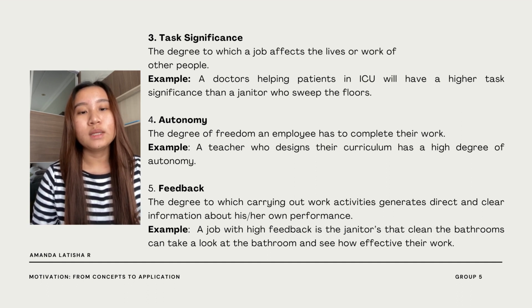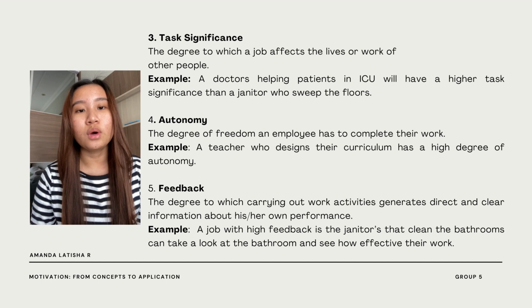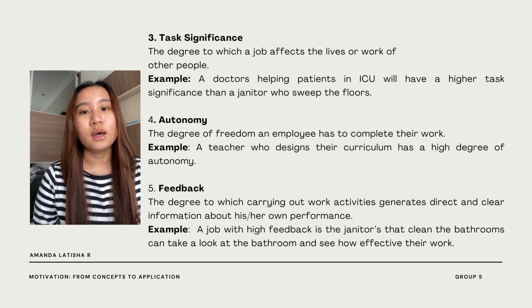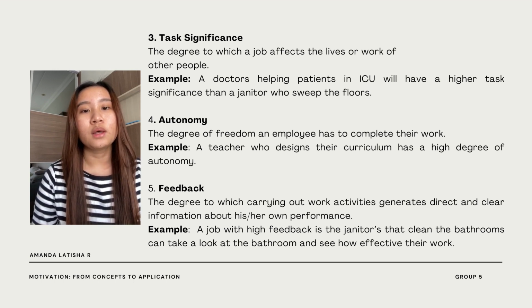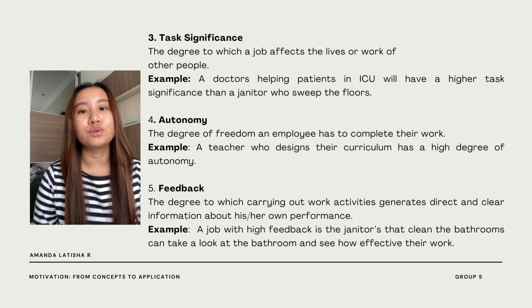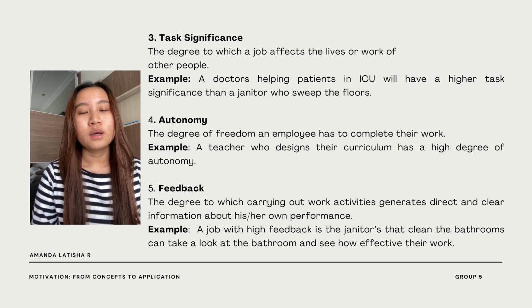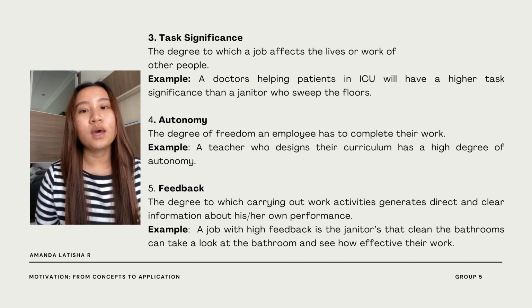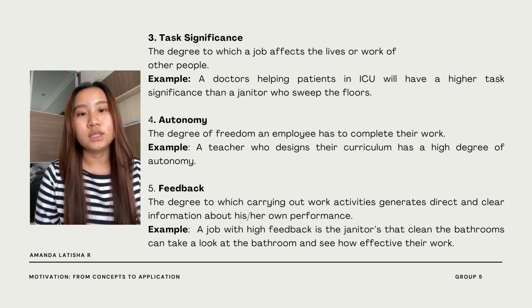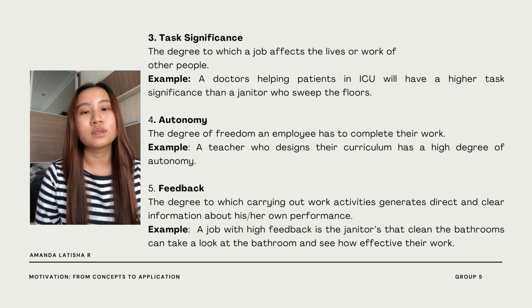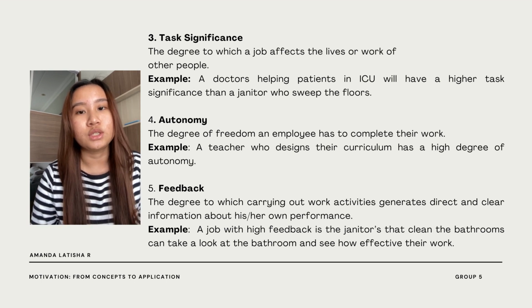The fourth one is autonomy. Autonomy is the degree of freedom employees have to complete their work. Autonomy here means that employees have the freedom to choose how to do their work and how to schedule their work. For example, a teacher who designs their own curriculum will have a higher degree of autonomy than a teacher who just teaches a pre-planned curriculum on a school administration schedule.